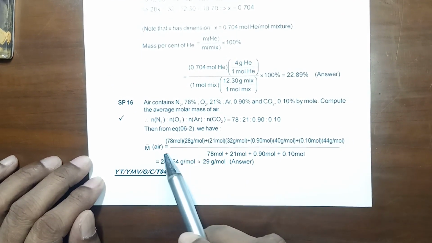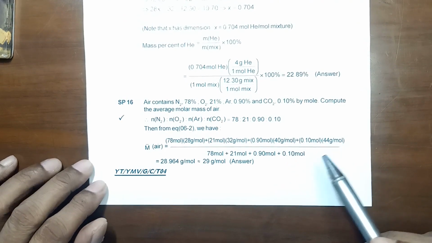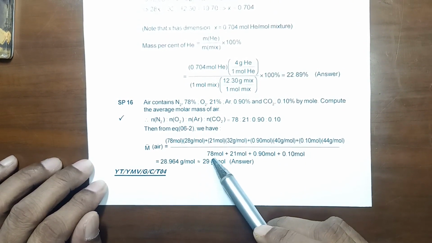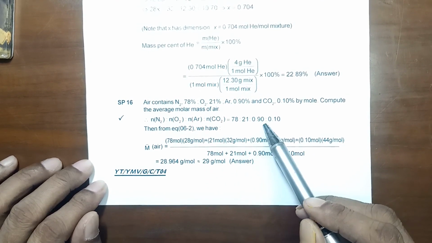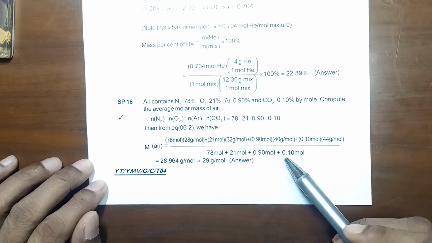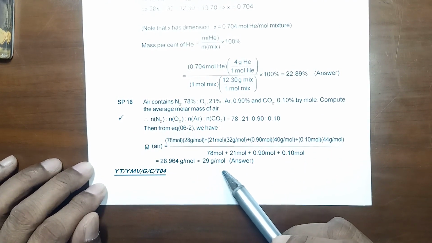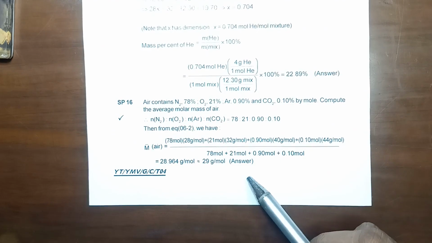It is the total mass of the mixture divided by the total number of moles of the mixture: 78 mole plus 21 mole plus 0.90 mole plus 0.10 mole. So approximately 29 gram per mole. It is the average molar mass of air.